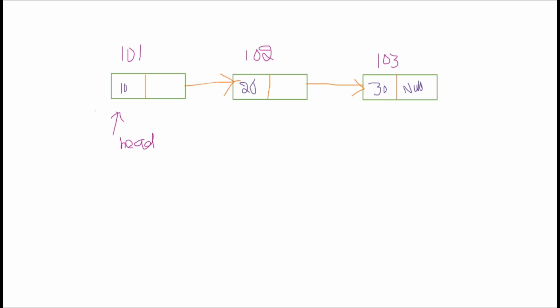Now let's create a singly linked list in Python. First step is to create the nodes. Create a node. This has two fields. One is data field, another one is link field.